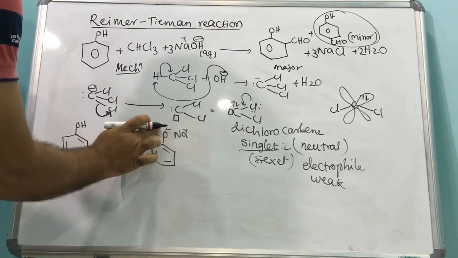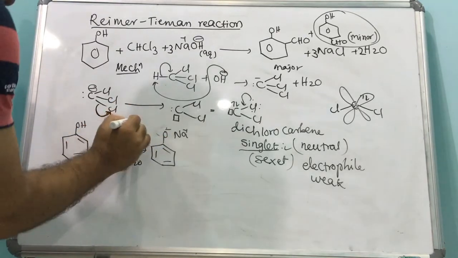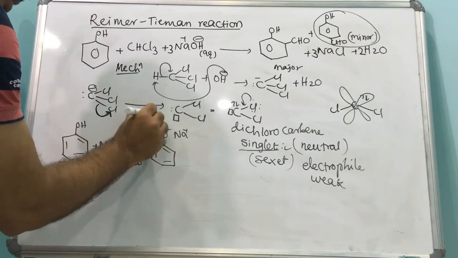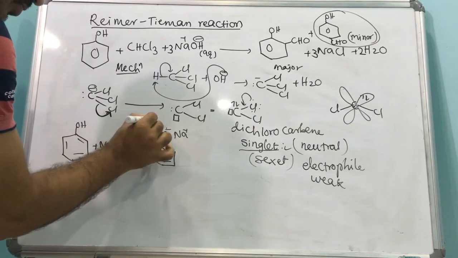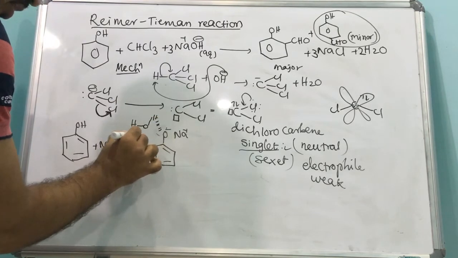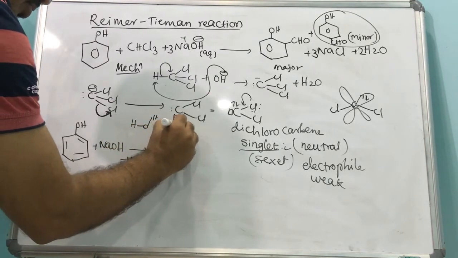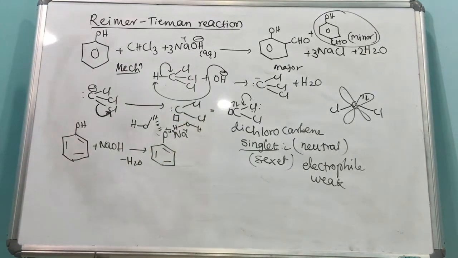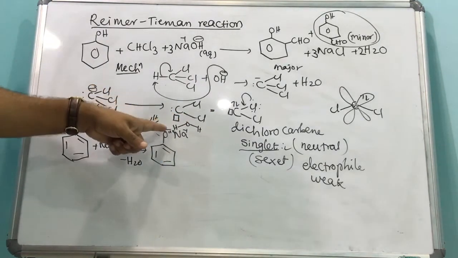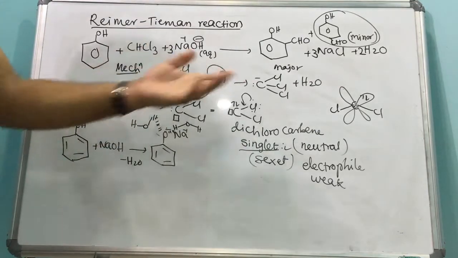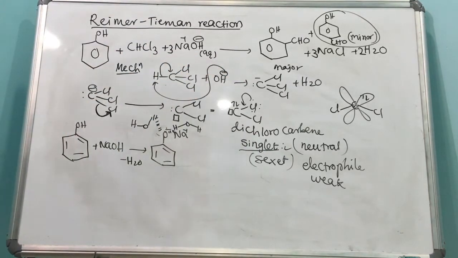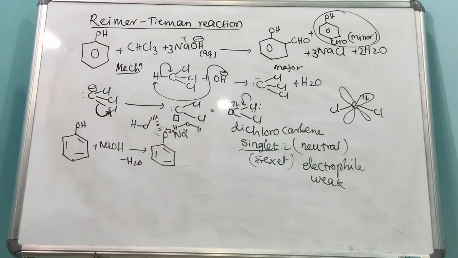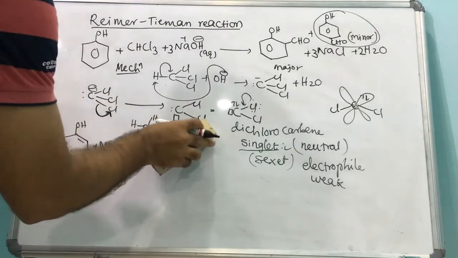The reason I will tell you why it is weak. Here the water molecule is there, this is an aqueous solution, so it is somewhat hydrogen bonded. Due to hydrogen bond formation, this negative charge on oxygen, the lone pair, is not easily donated to any electrophile. That's why the negatively charged phenoxide is of weak nucleophilic character.